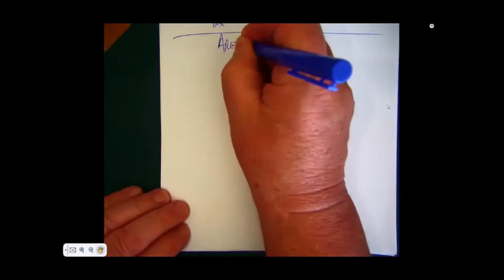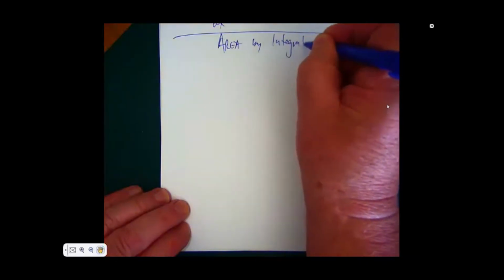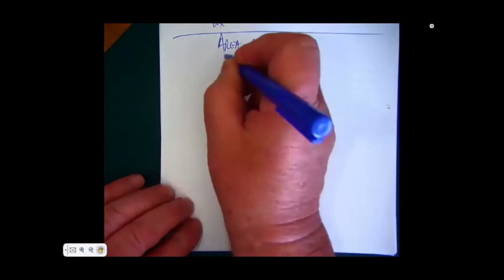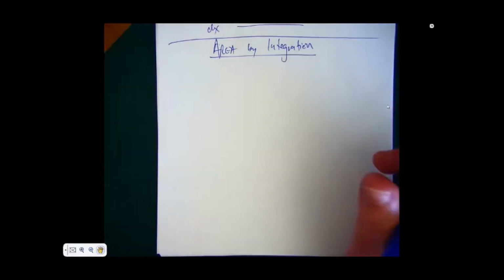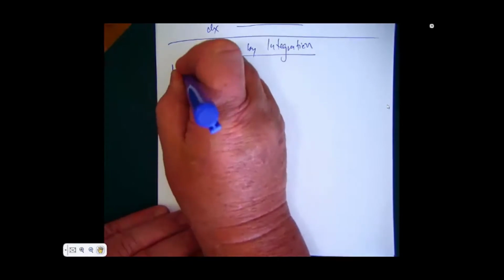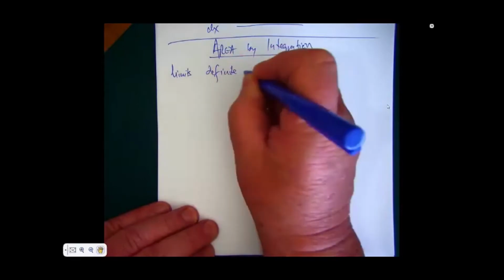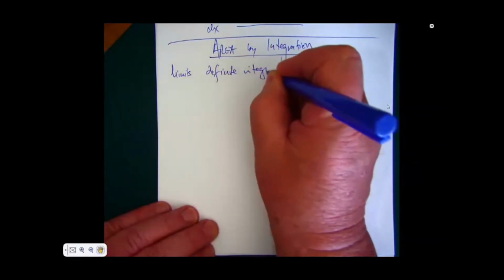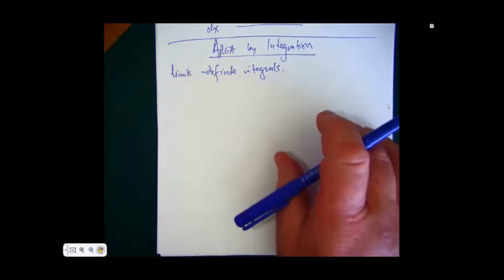Okay, we're now on the page looking at area by integration. Because we're dealing with a certain section, usually of a graph or a particular area under a curve, we're going to be using what are called limits or definite integrals. So we'll have limits. Let me show you what that means.